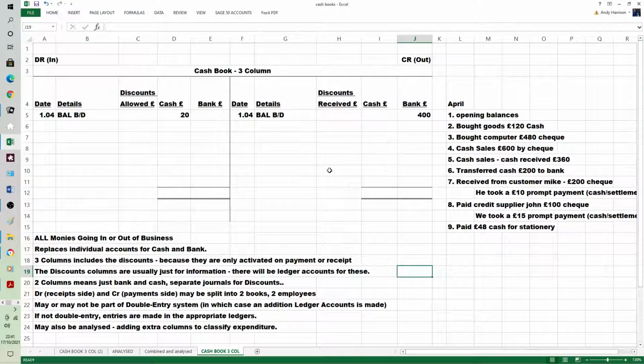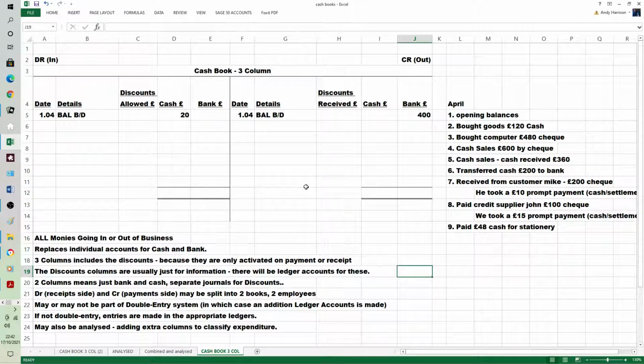So a cash book, book of prime entry, is all the money going in or out of the business. We've replaced our individual accounts for cash and bank. However, they are still individual. We're still going to balance off our cash columns separately from balancing off our bank columns. We've just joined them together in a handy place.